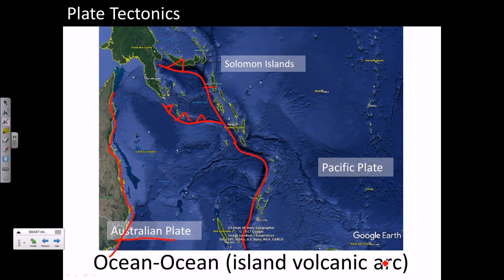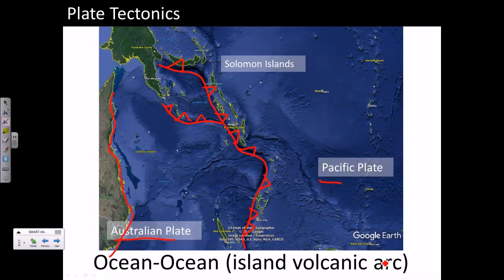There's a subduction between the Pacific plate and the Australian plate. The Australian plate is getting subducted below the Pacific plate. And so this is a bit of a complicated region, but we have subduction going on.